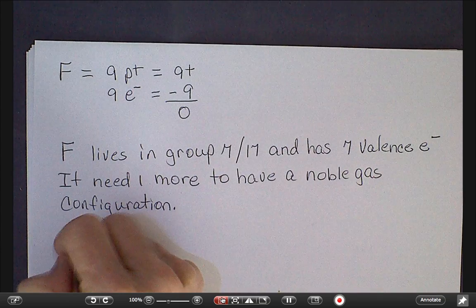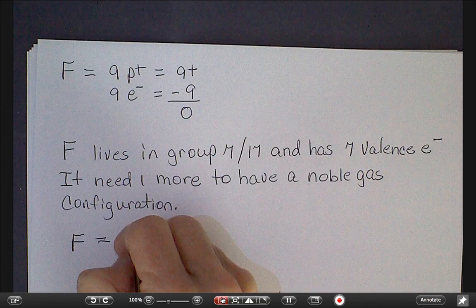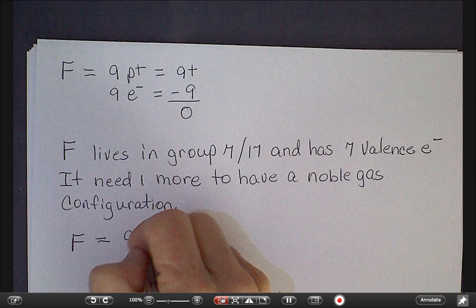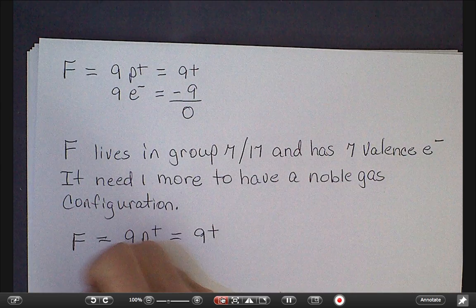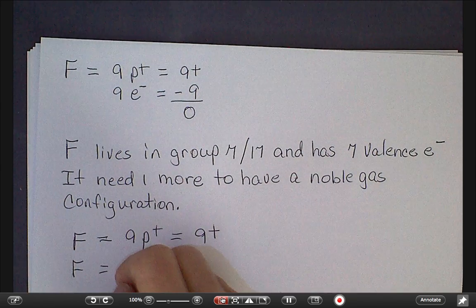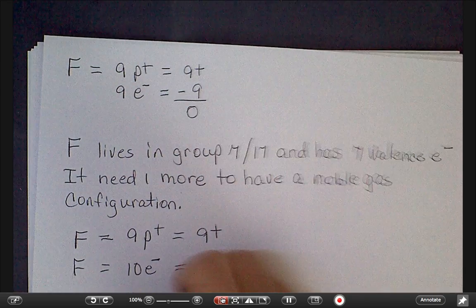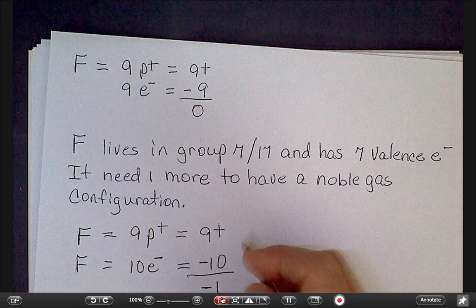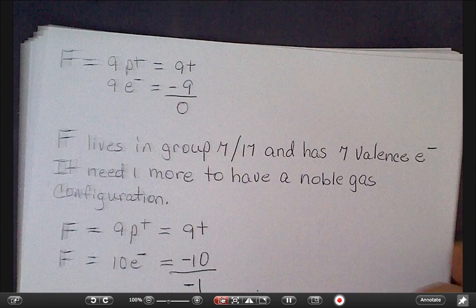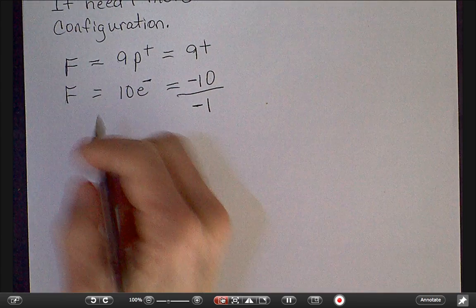So fluorine, when it gains 1 extra electron, it still has 9 protons, and now it has 10 electrons which equals a -10. And when you do the math, you see it comes out that group 7 carries a -1 charge. Okay, so we're going to look at the charges for the groups. Again, all metals lose and your nonmetals gain.